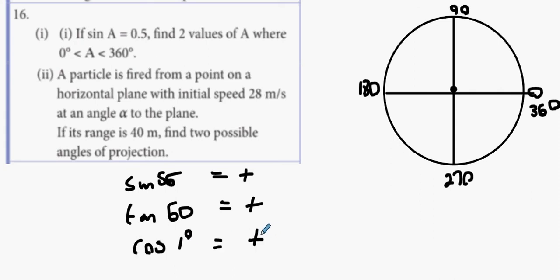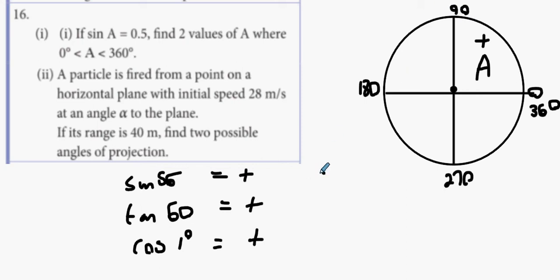You can check that yourself if you want. Cos, sine, and tan, any angle between 0 and 90 will result in a positive number. So we call this A, positive for everything, or A means all. Everything is positive.